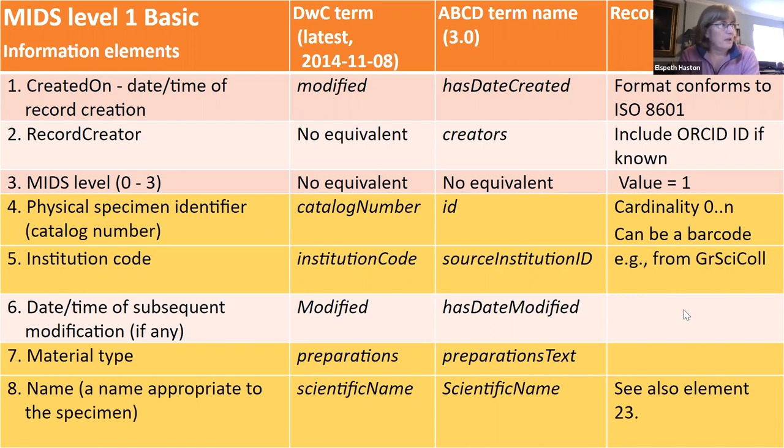So essentially, as we've talked about, there's some metadata here relating to the record, so basically who created the data record, and the date of creation and modification. But there are also some key elements here, which are a physical specimen identifier, an institution code, the kind of material it is, and a taxon name. So essentially that is the what and the where, how can people find it.